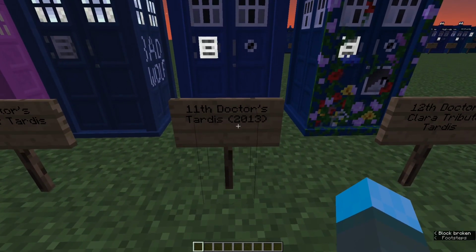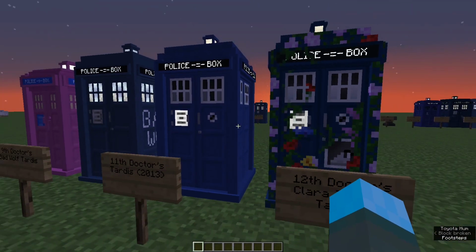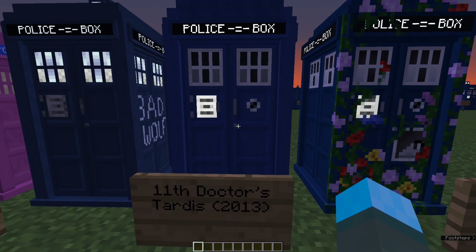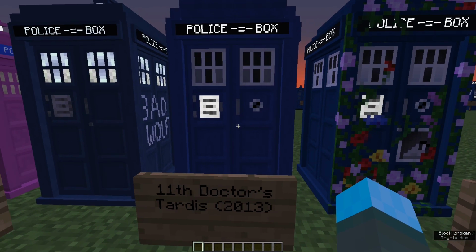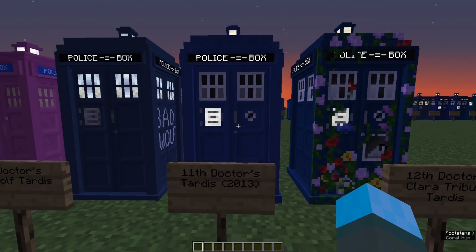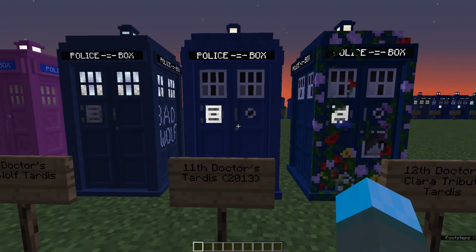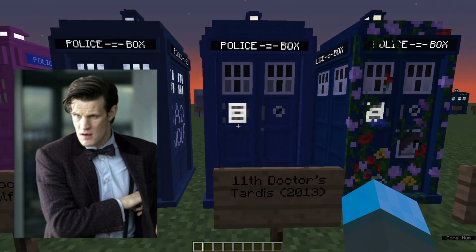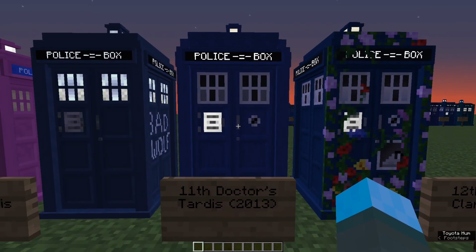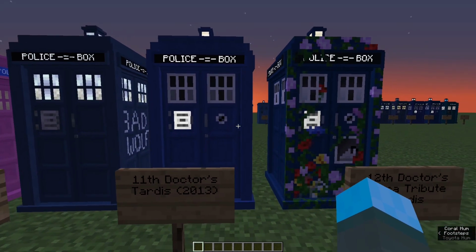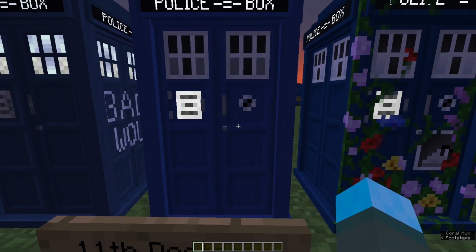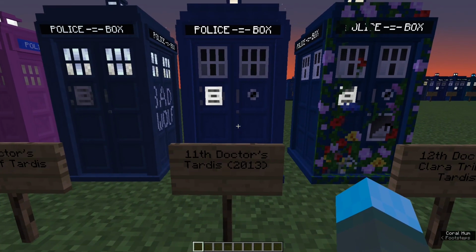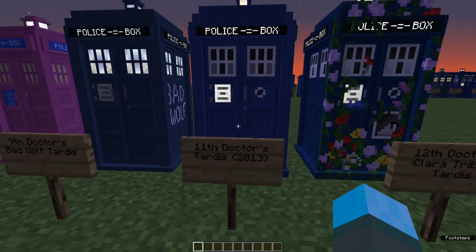11th Doctor's TARDIS 2013. After the 11th Doctor had a death of a companion, he went into kind of a depressive state, and so this TARDIS's interior is kind of darker themed, so it looks basically the same. The exterior is slightly lighter, but the interior is way darker.